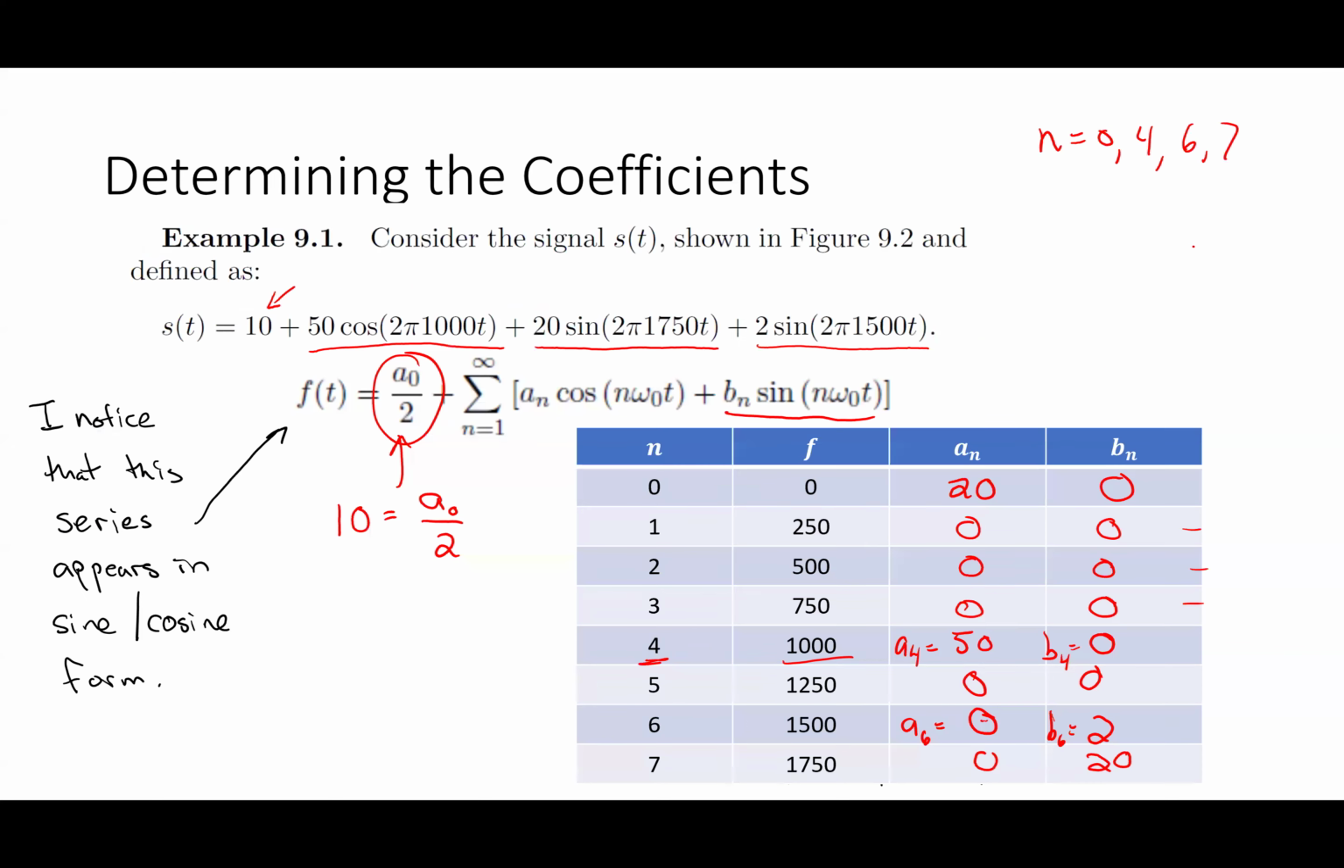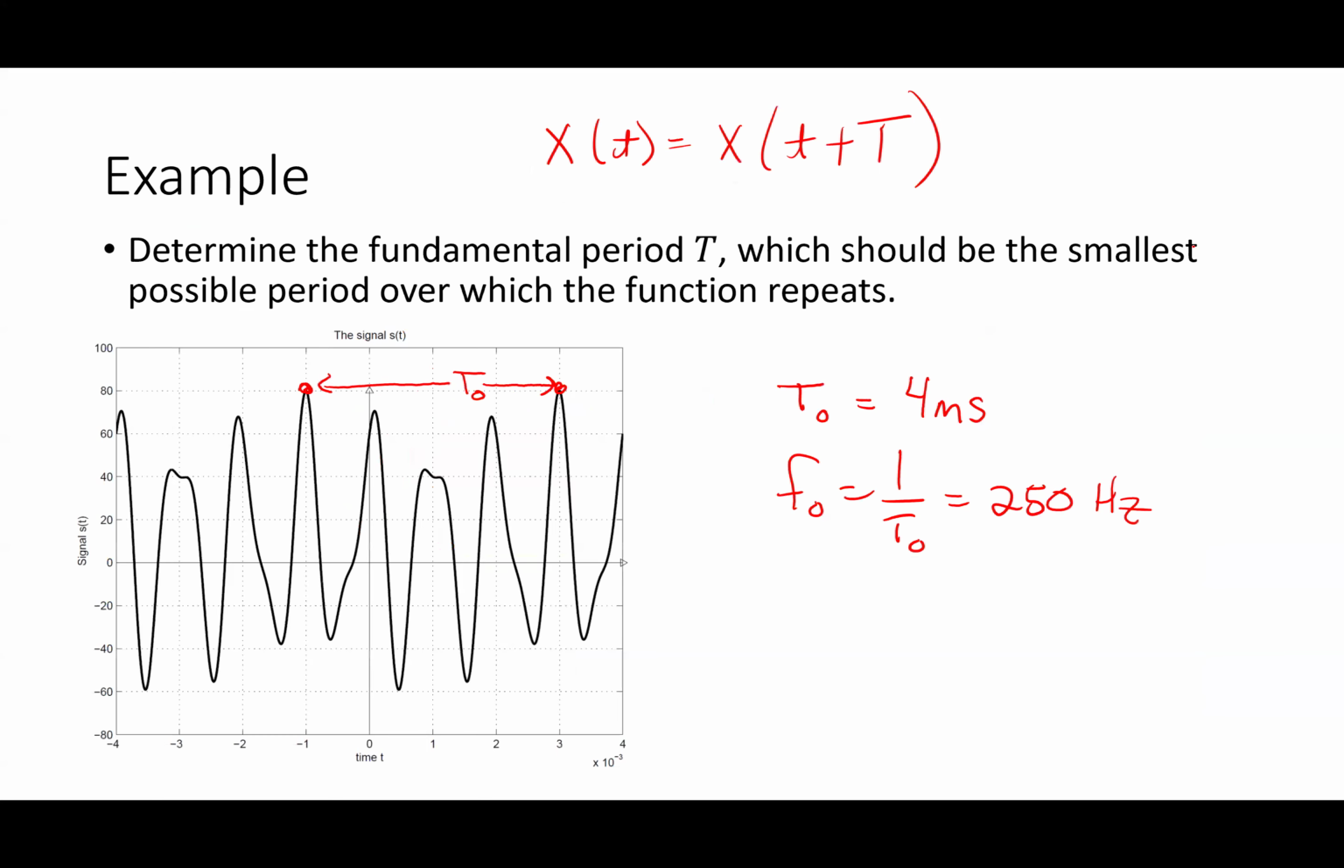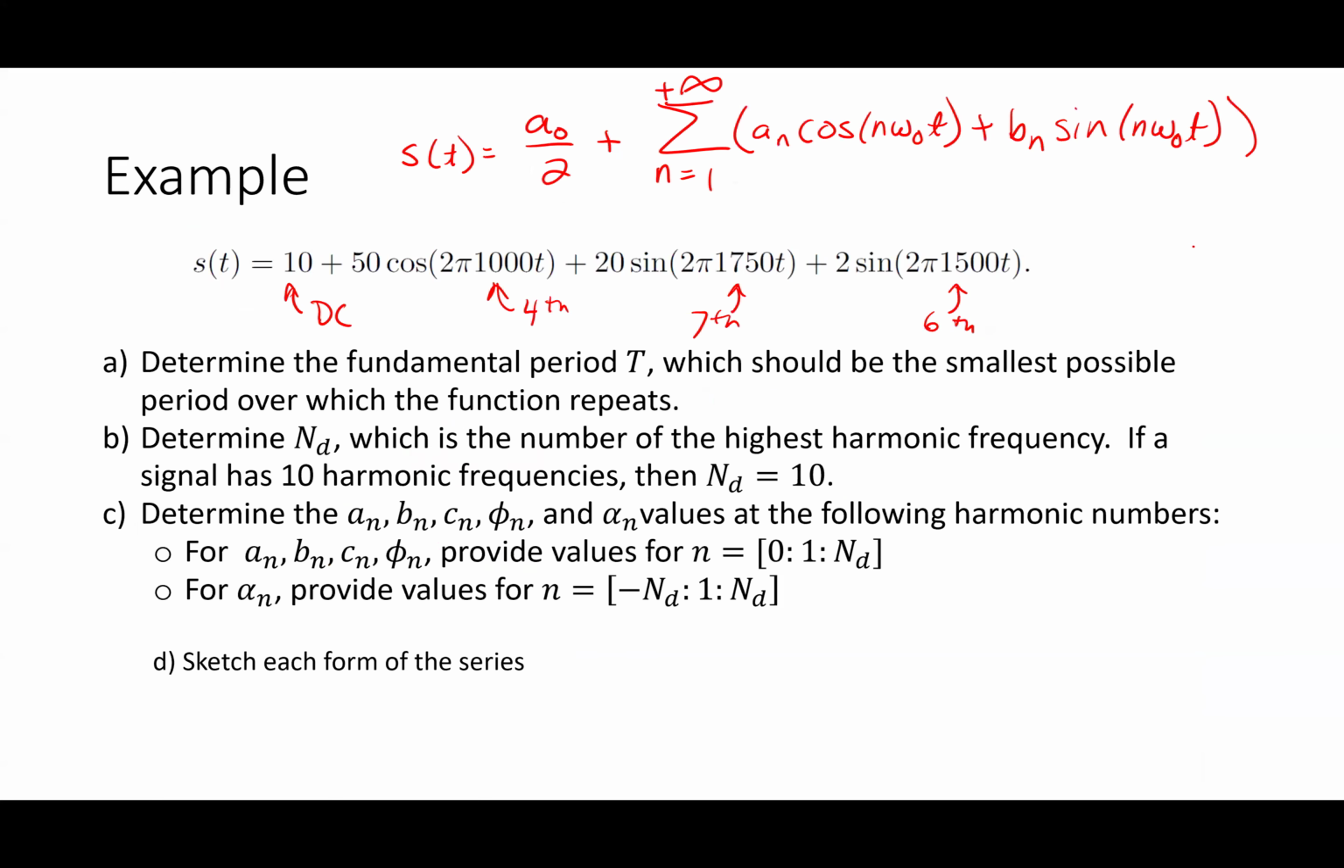Now, one of the things that I asked you for here is exactly like the way homework problems 2 and 3 are set up. All right, what's n sub d, the number of the highest harmonic frequency? If the signal has 10 harmonic frequencies, then n sub d is 10. For this guy I've got here, what is n sub d? What's the highest harmonic I have in here? 7. So that's n sub d.